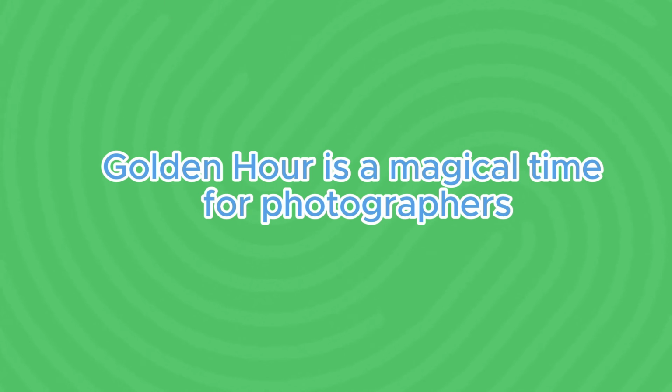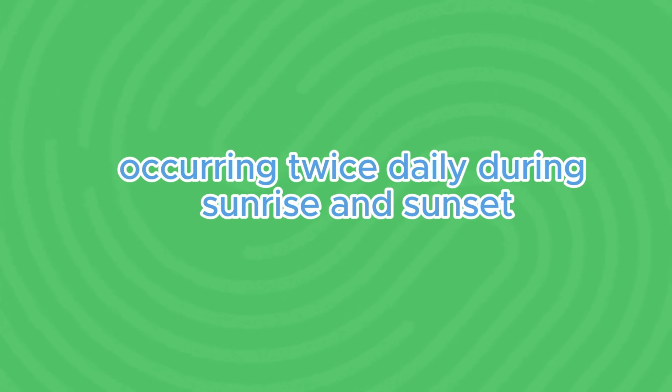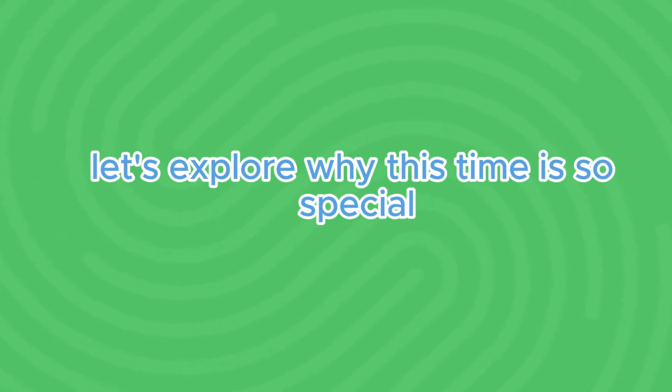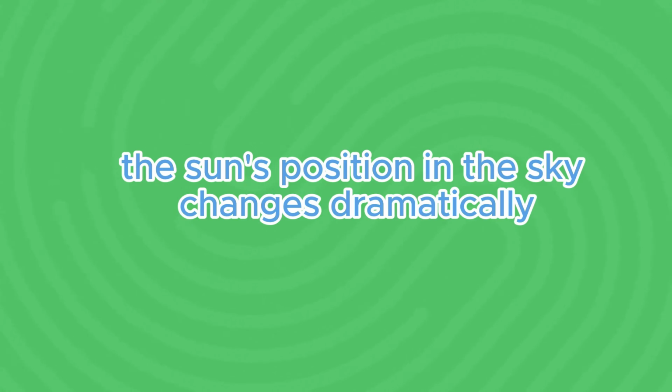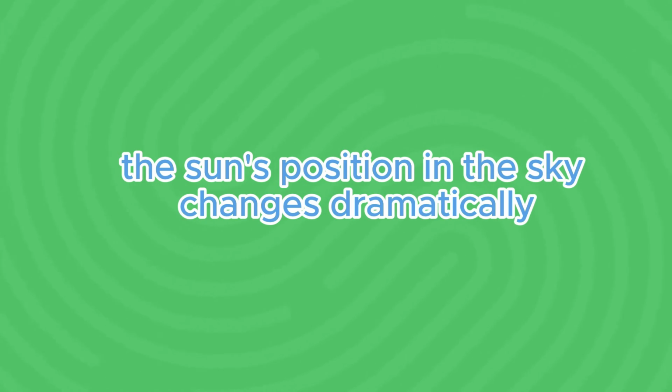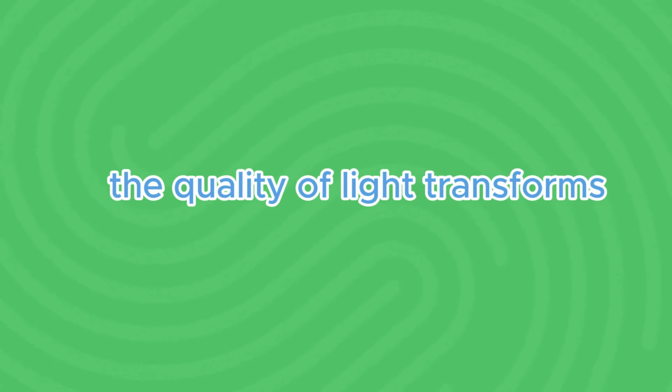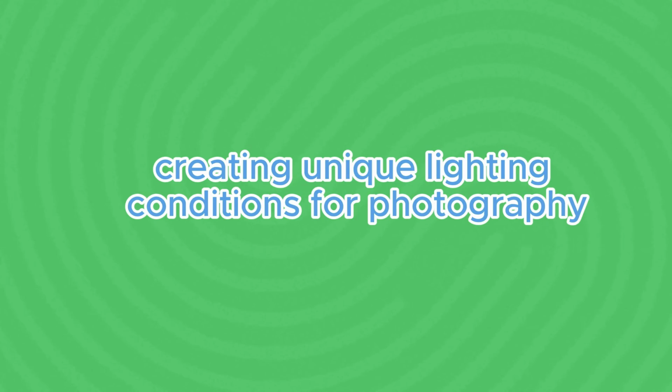Golden hour is a magical time for photographers, occurring twice daily during sunrise and sunset. Let's explore why this time is so special for capturing stunning images. During golden hour, the sun's position in the sky changes dramatically. As it moves closer to the horizon, the quality of light transforms, creating unique lighting conditions for photography.